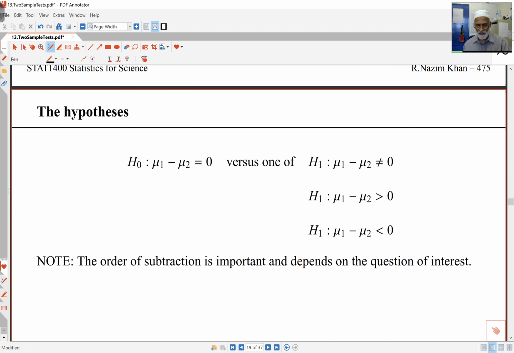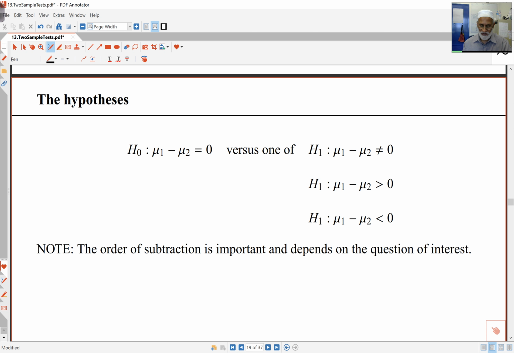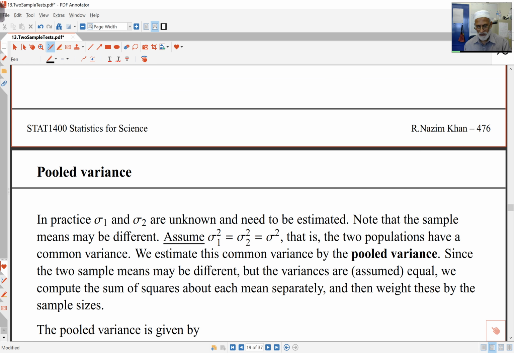So here the hypotheses of interest are going to be similar. Again, the null is that the mean difference is 0, versus the alternative of either not 0, or one being bigger than the other. Essentially, mu1 take mu2 greater than 0 means mu1 is bigger than mu2, or mu1 take mu2 less than 0 means mu1 is less than mu2. This depends on the question of interest. And again, the order of subtraction is important because how I subtract these will dictate how I subtract my actual sample means.